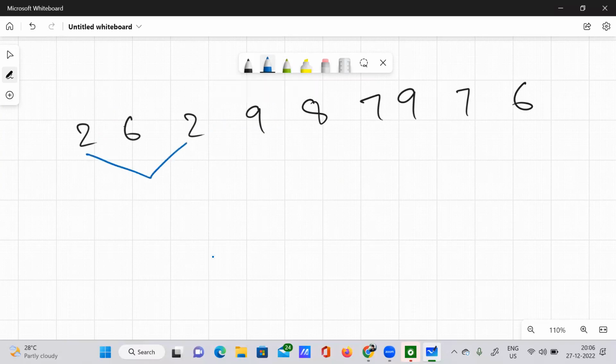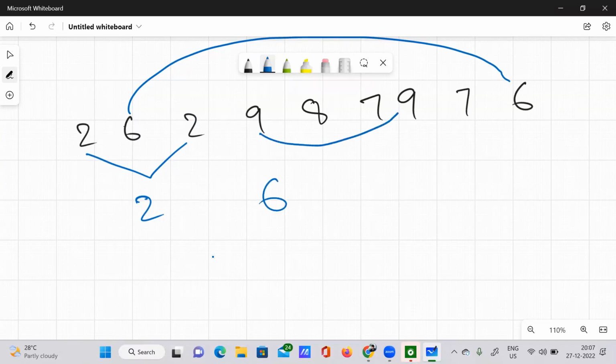See here 2 has been repeated for 2 times, right? So it is a kind of mode. And here 6 has been repeated for 2 times. So here 6 is a kind of mode. Now 9 has been repeated for 2 times. So 9 is a mode. And then 7 has been repeated for 2 times. So 7 is a mode. So in total we have 1, 2, 3, 4 kinds of modes.